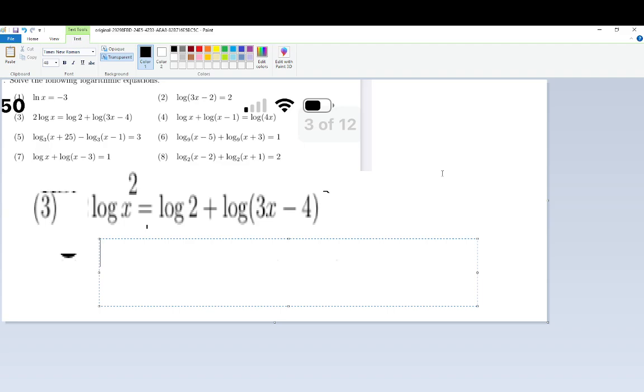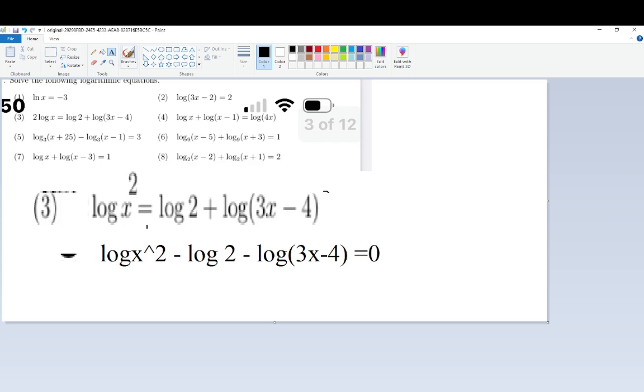These are all base 10. So I'm getting log x squared minus log 2 minus log 3x minus 4 is equal to 0. Well, the rule of log is saying I can take log x squared, and when I subtract this one, it's log of x squared over 2. Okay, let's try that. So I can rewrite this first one as log of x squared over 2.